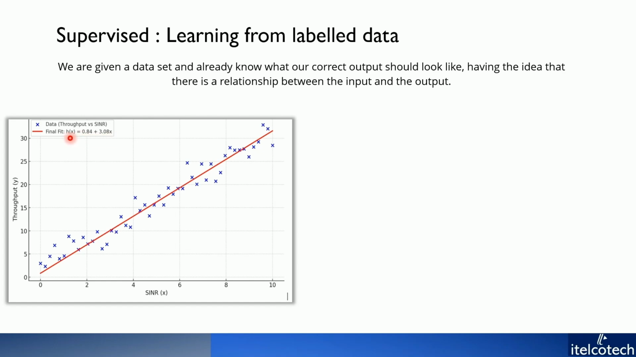If you would like to predict the throughput, X is the input, which is SINR, and Y is the output, which is the throughput. Once you put the SINR value in this equation, you will get the throughput value. Then you can plot it, and you will see a line, a linear correlation between the SINR and throughput. This is where we are going to use machine learning, specifically supervised machine learning.